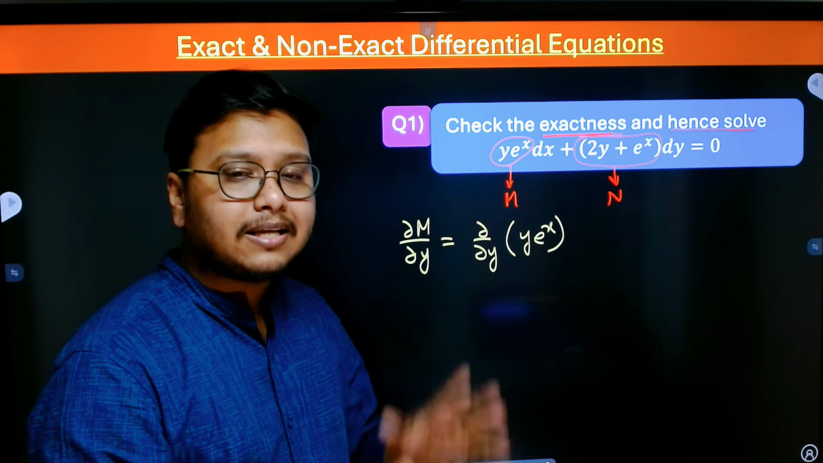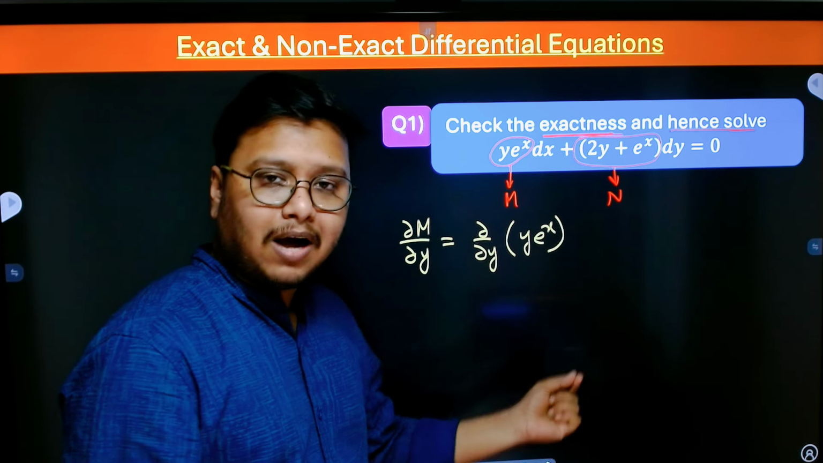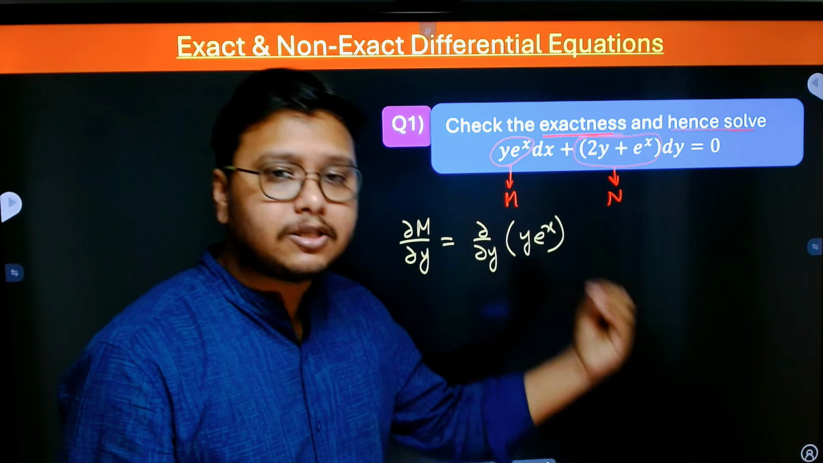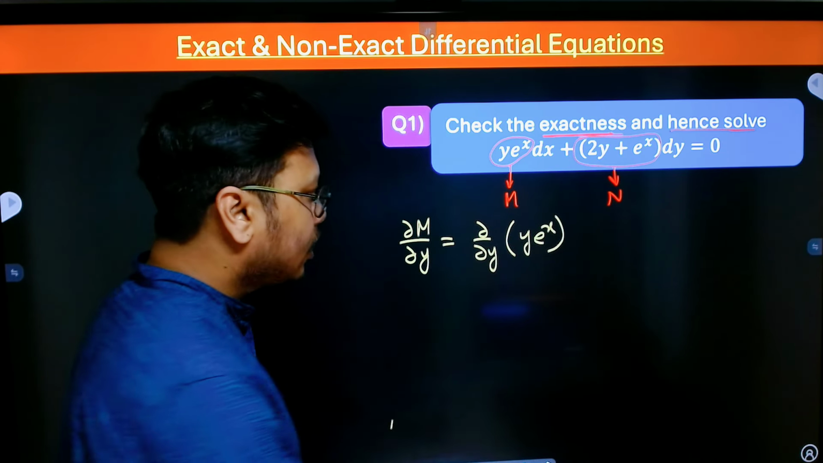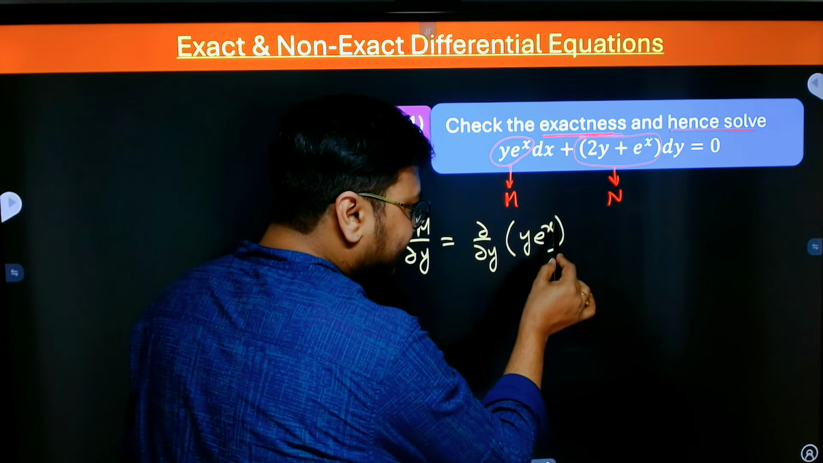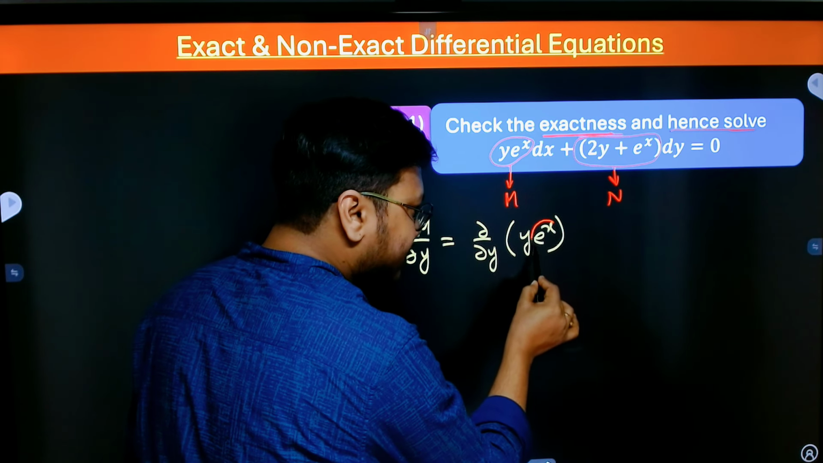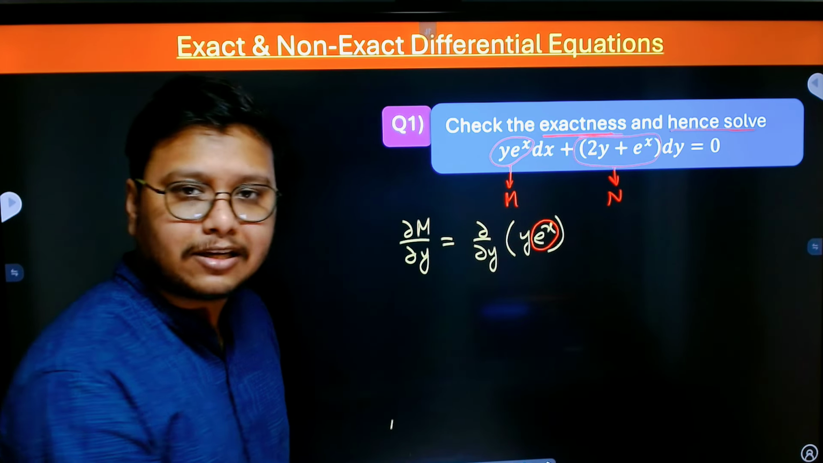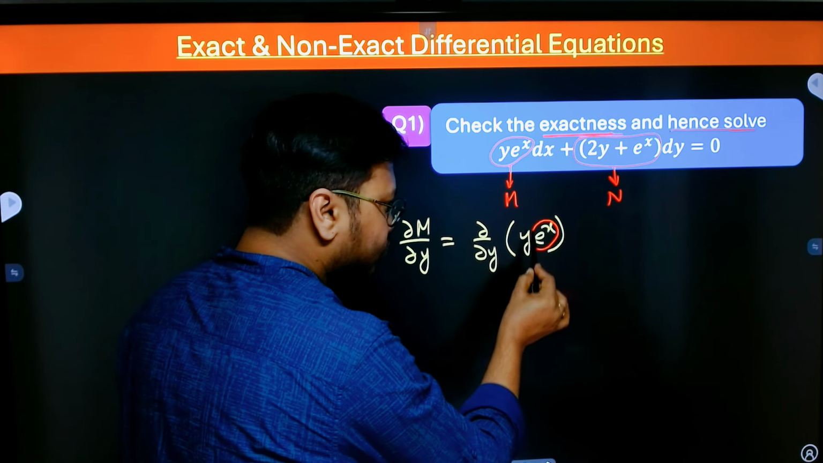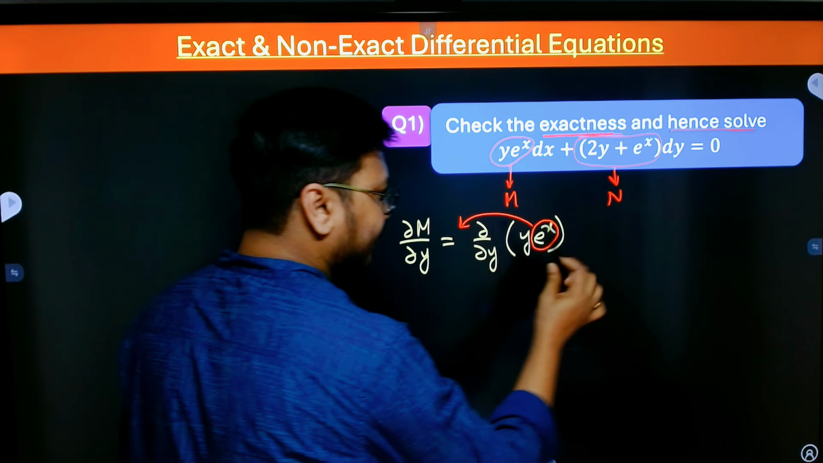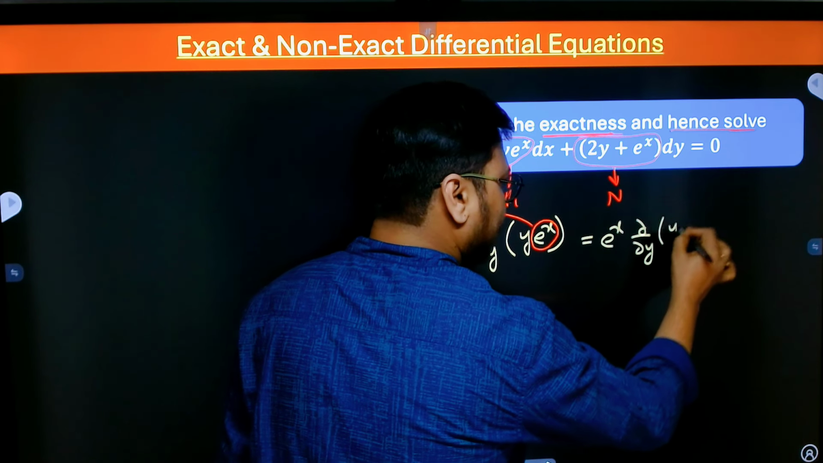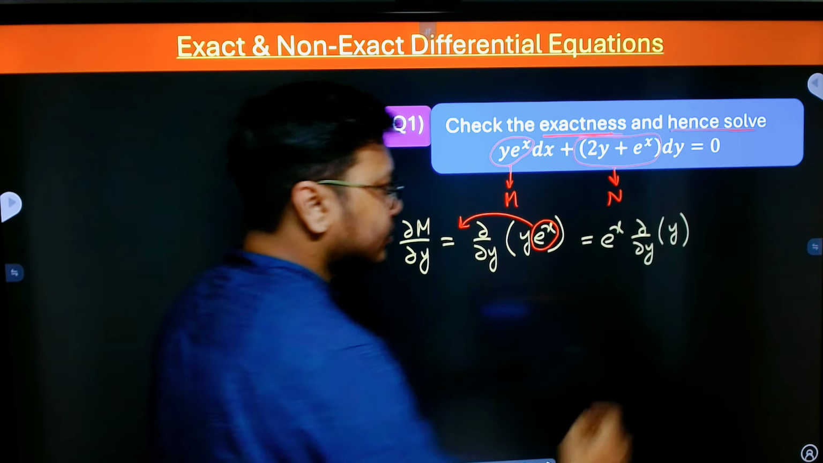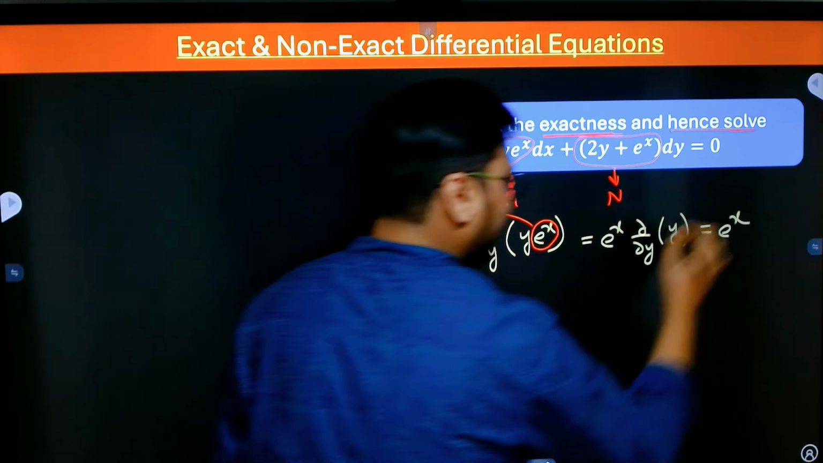Now what does that mean? That means other than y, if any other variable is present, it has to be treated like a constant, right? So x is treated like a constant, so that means e to the power x is treated like a constant in this derivative, so I can just bring it outside the derivative. So that would be e to the power x times the partial derivative of y, and the derivative of y would be 1, so that means we would be getting e to the power x.